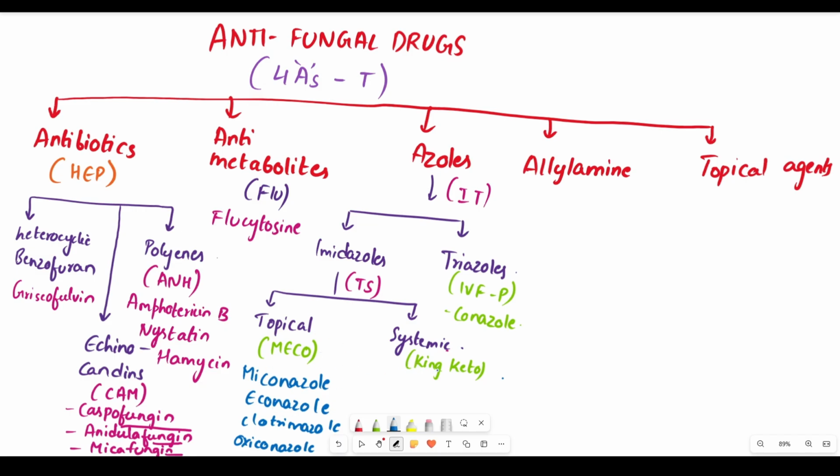So coming back to the systemic class, there is only one single example, that is ketoconazole. So remember King Keto, so you'll write this ketoconazole. Now coming back to this triazoles class, remember it as IVFP, where I means it is the first example, that is itraconazole. V means it is voriconazole.